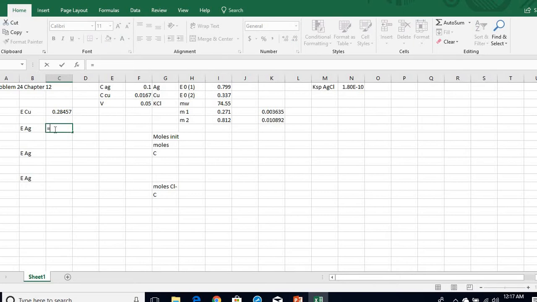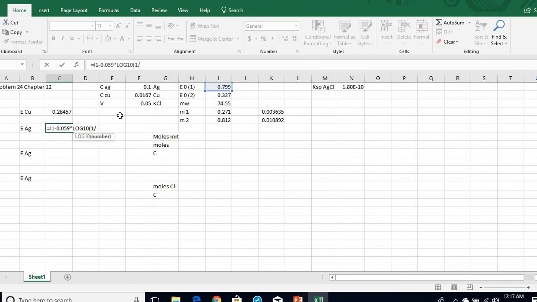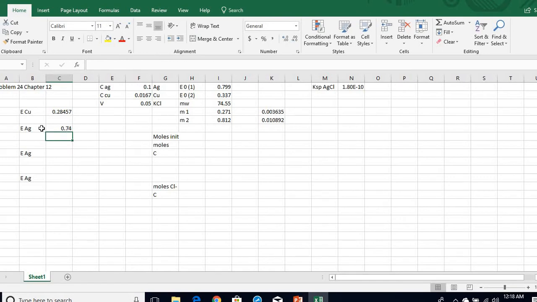We do the same for the silver electrode. The potential equals the standard potential minus 0.059 times log of the reduced form over the oxidized form. So we see that the potential of the silver is greater than the potential of the copper. So the reduction is going to be on the silver electrode, so this one is going to be the cathode.